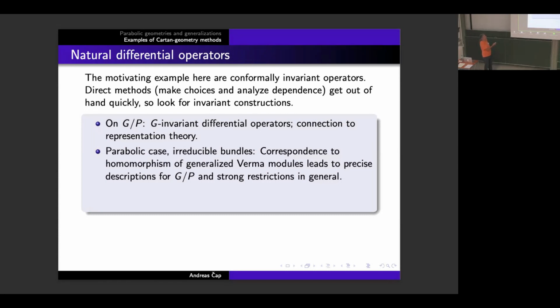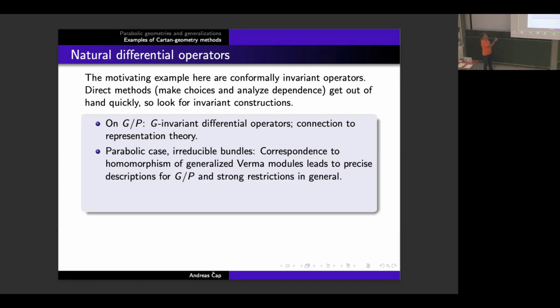and for irreducible bundles. So you have to look at irreducible representations of your parabolic subgroup P. And in this case, yes, there is a correspondence between such operators and homomorphisms between generalized Verma modules. Generalized Verma modules are an interesting kind of object because these are infinite dimensional representations that can be treated like finite dimensional representations. They are countably generated, so you can work with them basically with linear algebra methods. You don't need topology, you don't need continuity of linear maps and stuff like that.